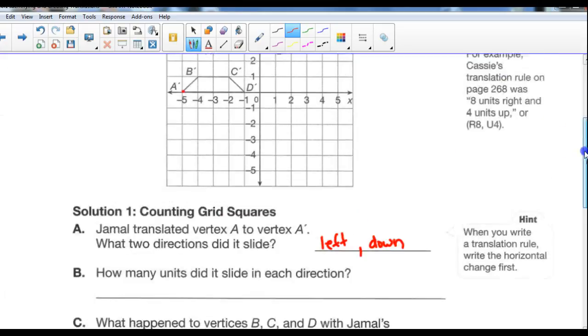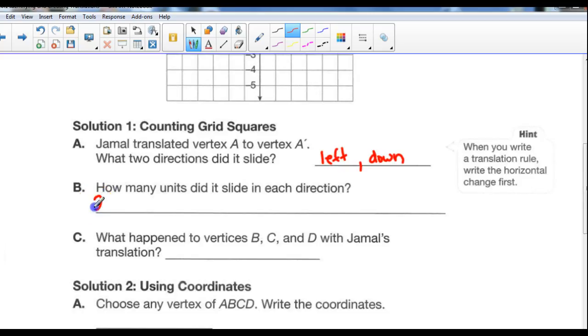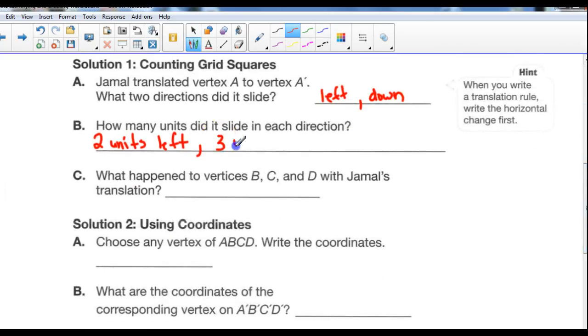Well, he slid 2 units to the left because he started at -3 and he ends up at -5, so that's 2 units left. And how many units did he go down? He went from 3 down to 0, so that's 3 units down. What happened to vertices B, C, and D with Jamal's translation? Well, they did the same thing. The same. Okay.